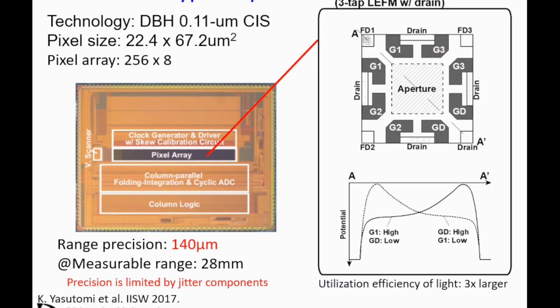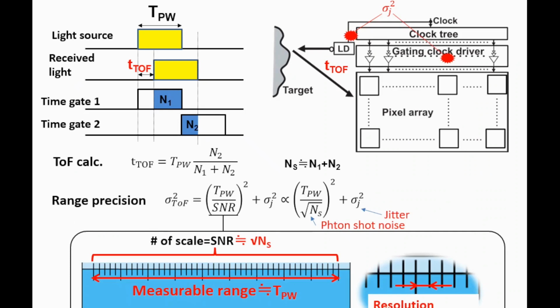So this is our first prototype of the time-of-flight sensor using that method. The equivalent pulse width is almost 300 picoseconds, but the actual range precision is limited to 140 micrometers. This precision is limited by jitter components, so we should reduce this jitter component.